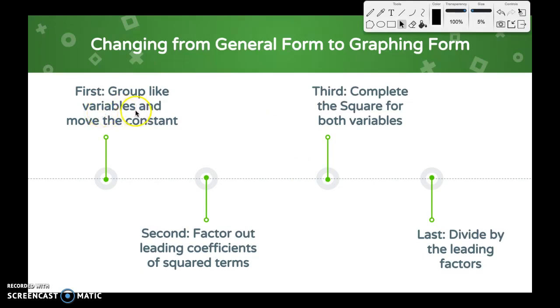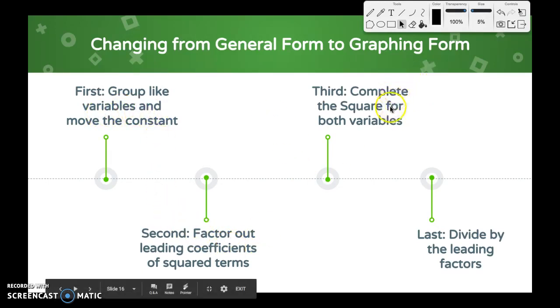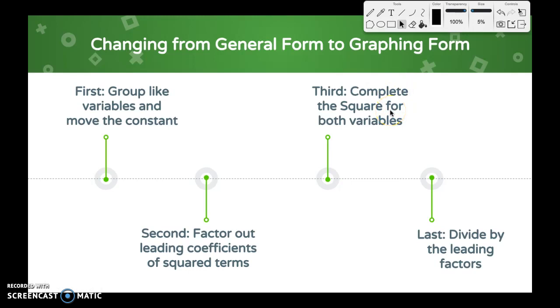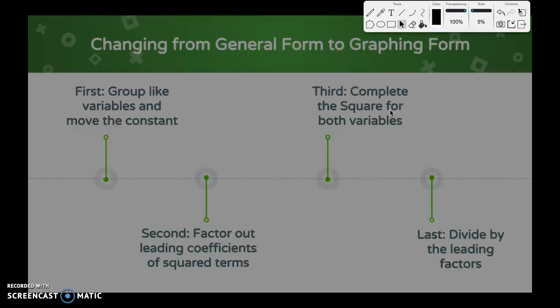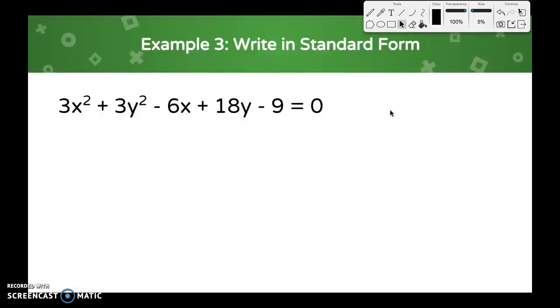So first we have to group like variables, and then we have to factor out leading coefficients. Complete the squares for both variables since the x is squared and the y is squared. And lastly, we have to divide by the leading term. Okay, the only way to do it is by doing an example. Here we go. So copy this example down and try it on your own to start with. And let's use the guidelines on the previous page.